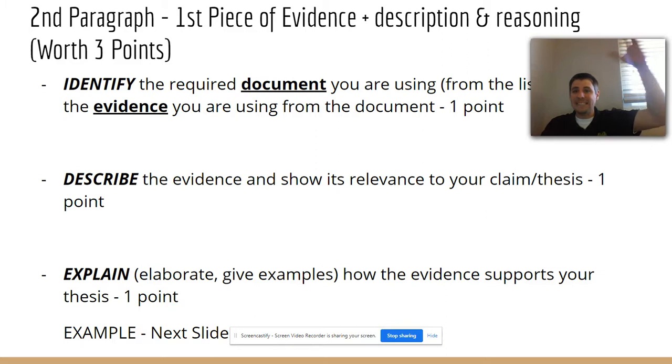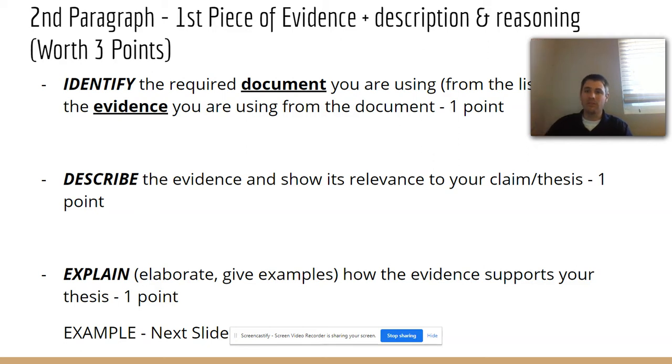So identify, describe, and explain. Those are going to be your three sentences. The identify is just very straightforward. Telling me as seen in this document, connect to the thesis. Describe that document, give more evidence. What is it about? And then the explain, that's the hardest point to get. Go deeper, explain, and make that connection back to your thesis, right?